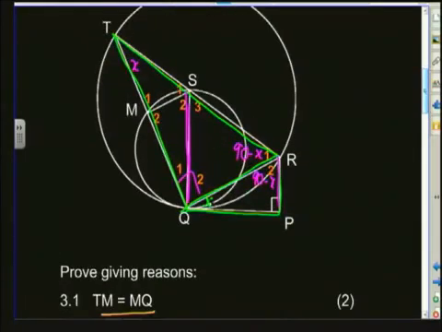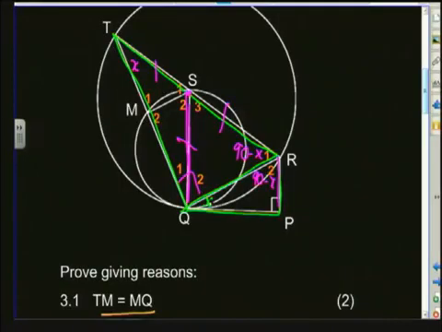Remember, right in the beginning, they've told you that S was the center of the larger circle. So therefore, that means that SQ, SR, and ST are all radii, so they can be used interchangeably. Okay, so that's a little trick that we can often do in an exam, is we can say, prove SQ is equal to, and use that as one of your ratios.